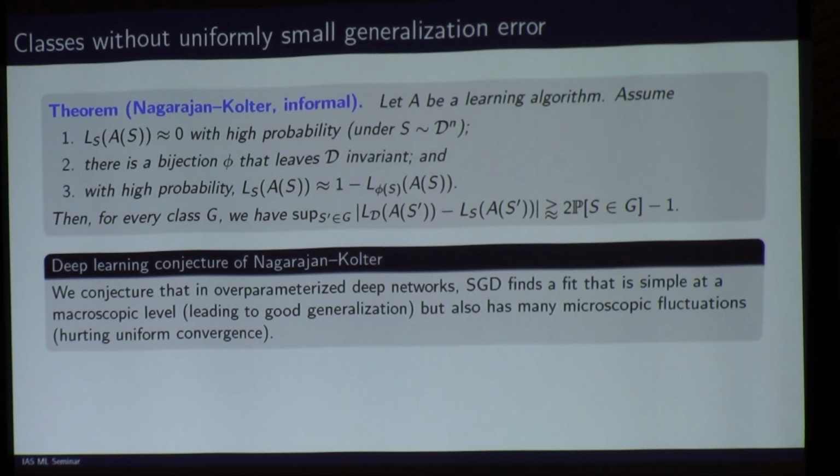No. S and S prime are not IID. Right. So they're identically distributed, but they're not independent. You're training on S, and you're testing on S prime. Well, I'm not testing on S prime. Just the mere existence of S prime, defined by this bijection, ruins uniform convergence. S prime does not determine my risk.